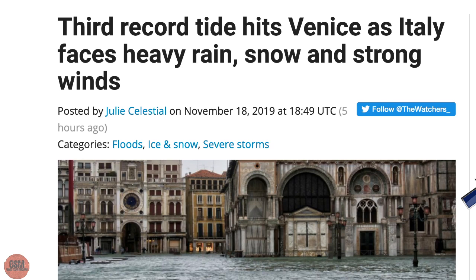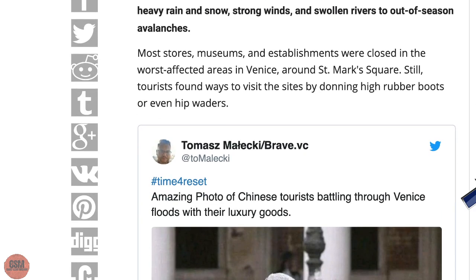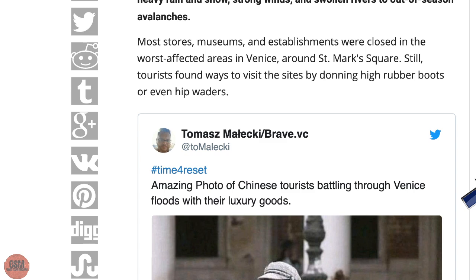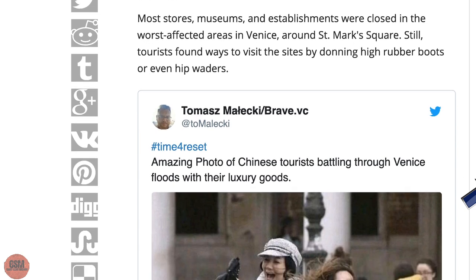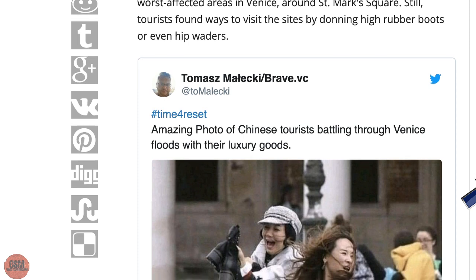A third exceptional tide hit Venice, Italy on Sunday, November 17th, 2019, during the same week where other parts of the country suffered from a series of extreme weather events, from heavy rain and snow, strong winds, and swollen rivers to out-of-season avalanches. More stores, museums, establishments were closed in the worst affected areas of Venice around St. Mark's Square. Still, tourists found ways to visit these sites by donning high rubber boots or even hip waders.